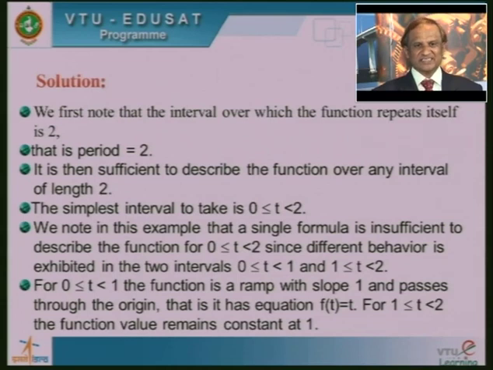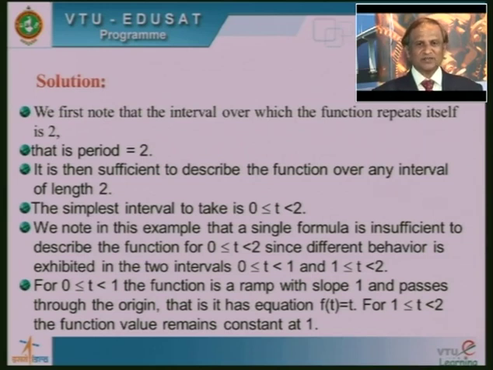We note in this example that a single formula is insufficient to describe the function for 0 less than or equal to t less than 2, since different behavior is exhibited in the two intervals, namely 0 less than or equal to t less than 1 and 1 less than or equal to t strictly less than 2. For 0 less than or equal to t less than 1, it means the interval is 0 to 1. The function is a ramp with slope 1.